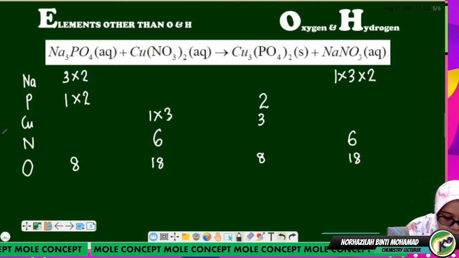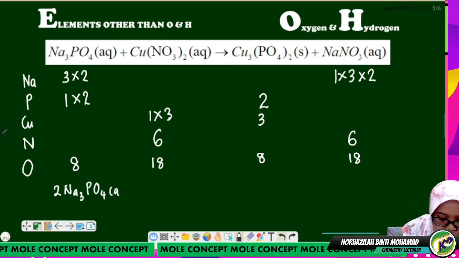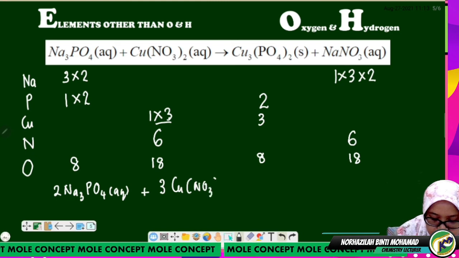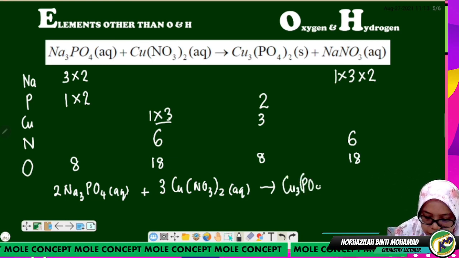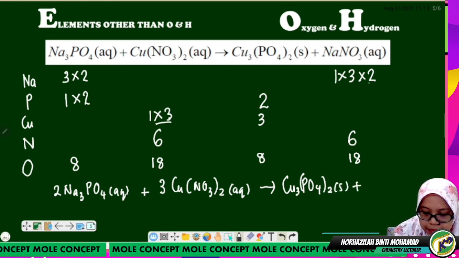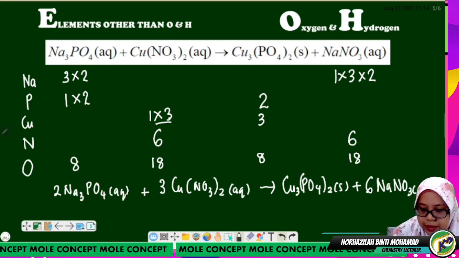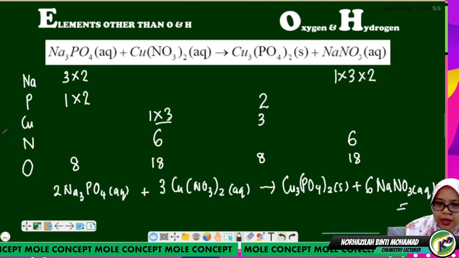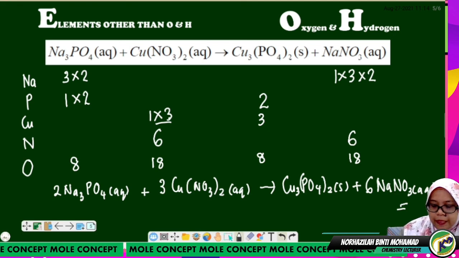So your answer is, because Na3PO4 we have multiplied by 2, it will become 2Na3PO4, plus, okay, this one multiply by 3, so 3Cu(NO3)2, equals, and then this one no multiplication, so Cu3(PO4)2 solid, plus this one times 3 and times 2 means that we have 6 NaNO3. Okay, that is your answer. So I have 2Na3PO4 plus 3Cu(NO3)2 to produce Cu3(PO4)2 plus 6NaNO3.